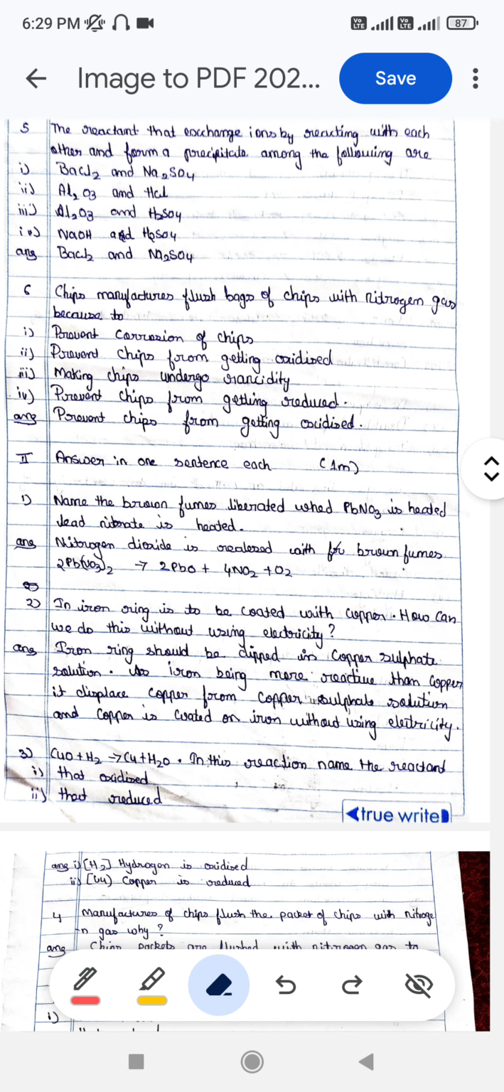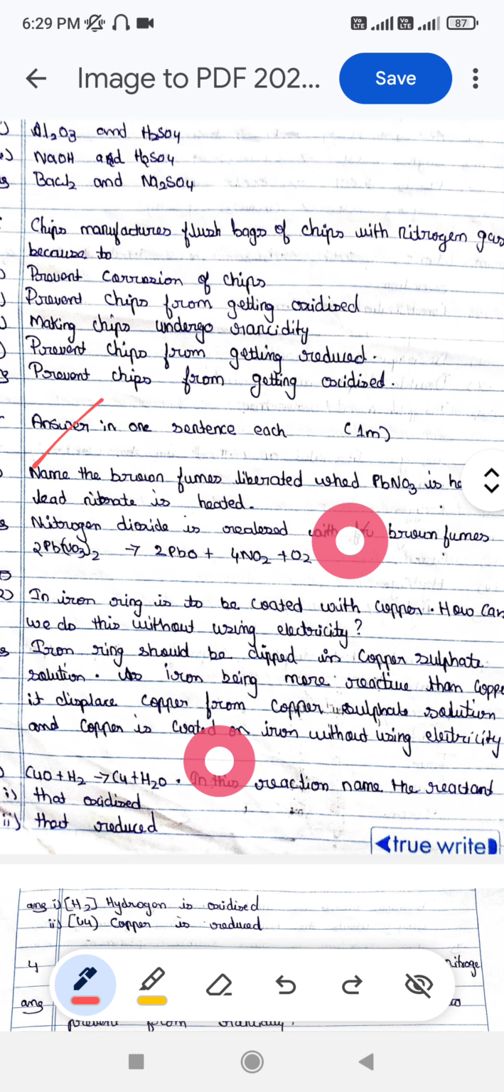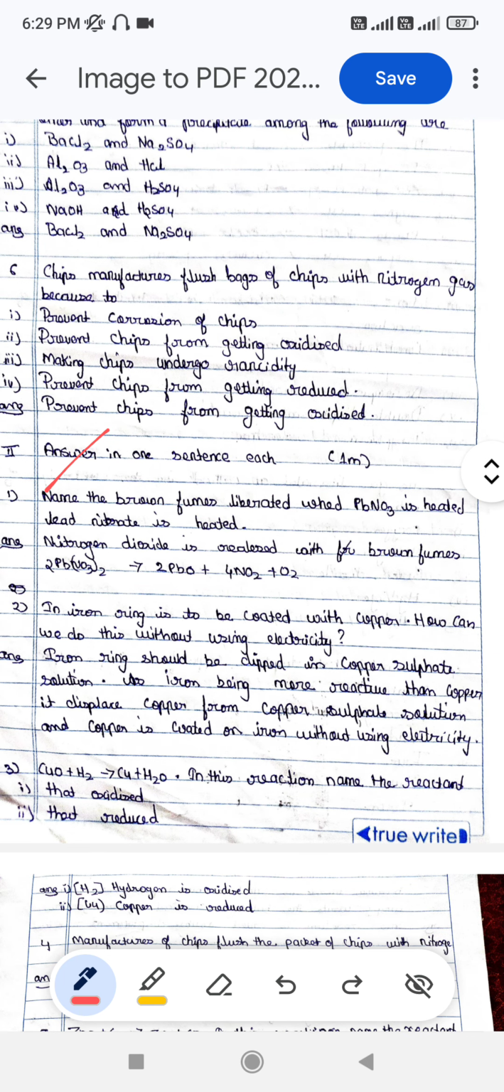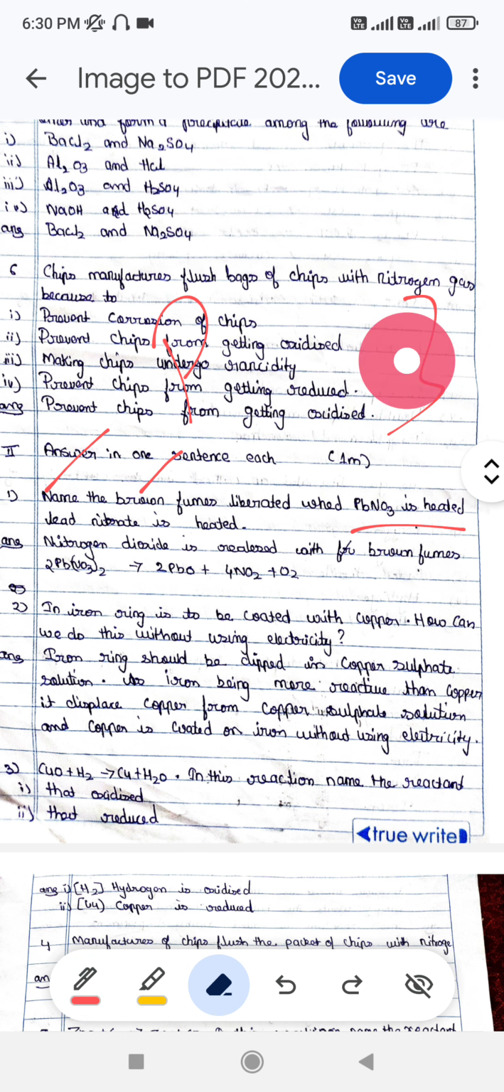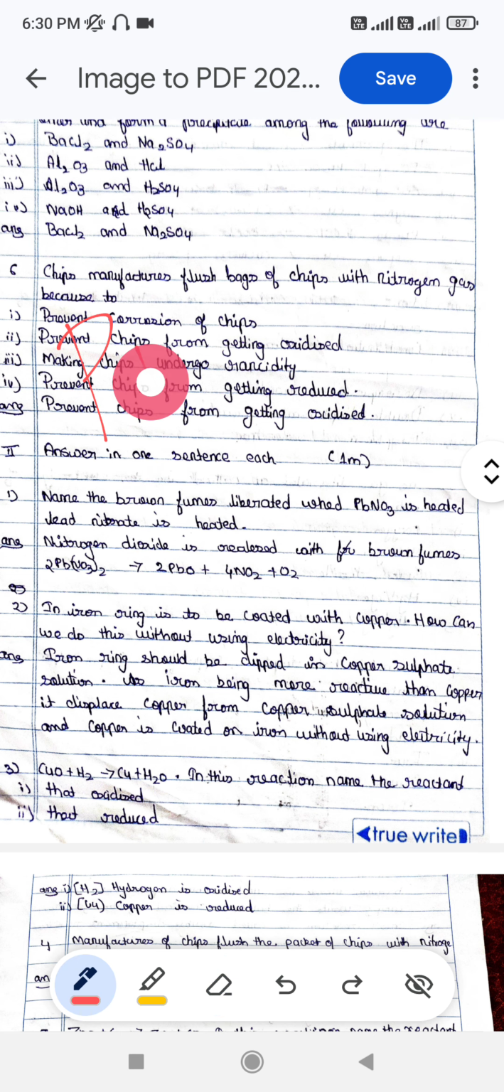First question: name the brown fumes formed or liberated when lead nitrate, Pb(NO3)2, is heated. They are asking which gas, with brown fumes, will be liberated when lead nitrate is heated. This is the question.